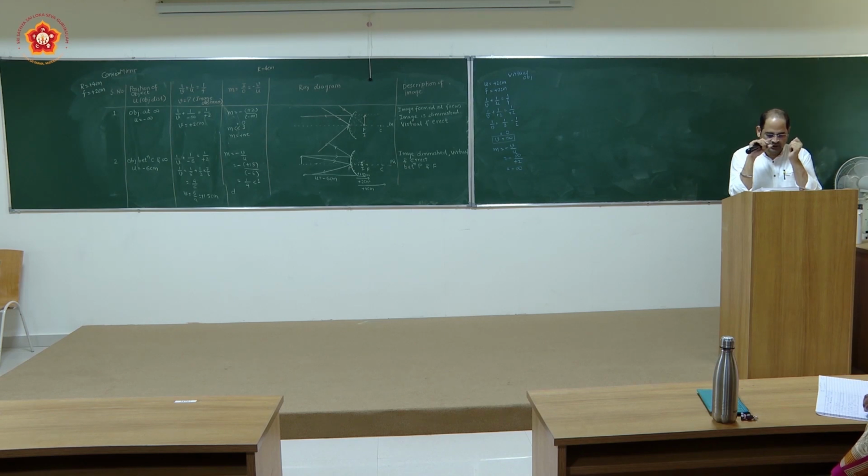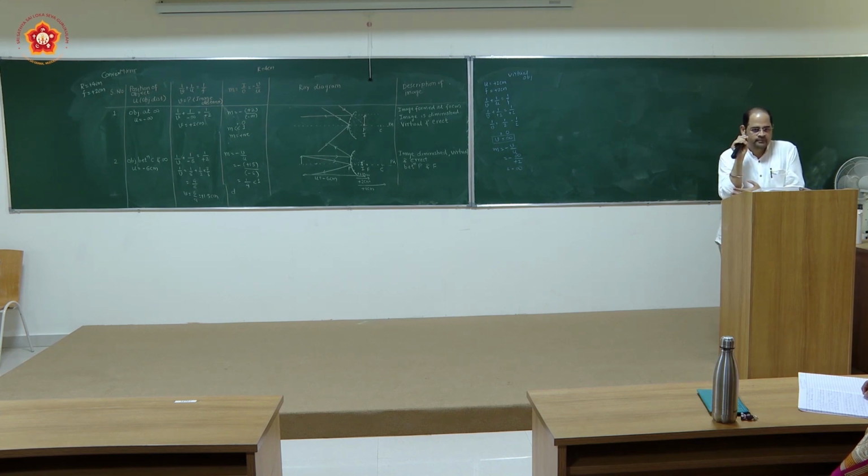Comma, the mirror is concave. In this case, the mirror will be concave. In this situation, if the size of image, point number 1, is smaller than the object, which mirror are we talking about?